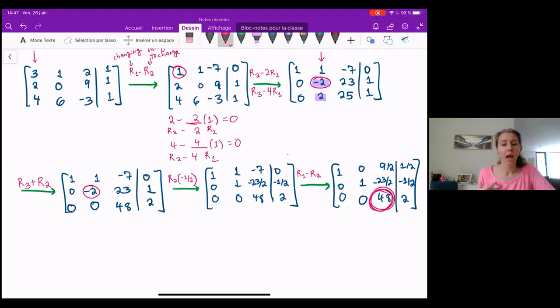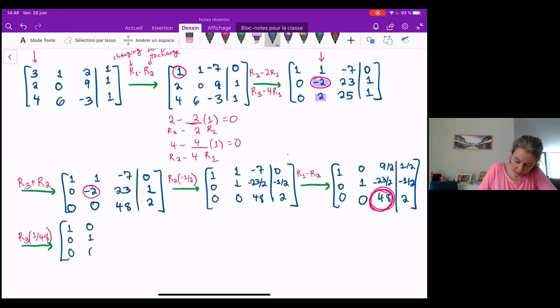We have no choice. Making 9 over 2 and -23 over 2 0 with 48 is not really all that easy. So I'm going to go ahead and straight up make that 48 a 1 by multiplying row 3 times 1 over 48. Which will give me here 1, 0, 0, 0, 1, 0, 9 over 2, -23 over 2, 1, 1 over 24, -1/2, and +1/2.